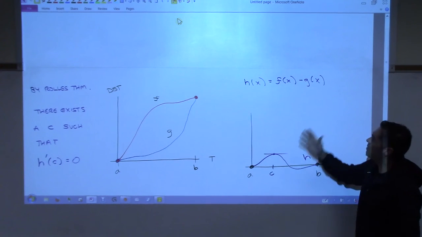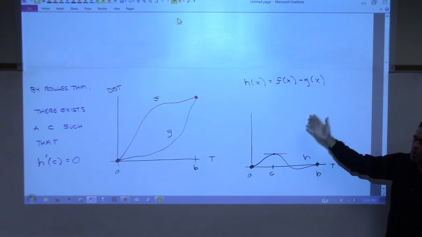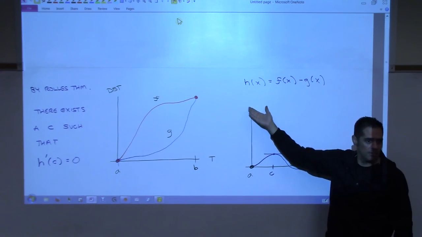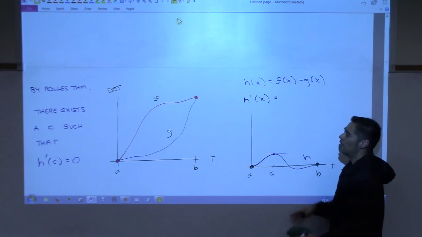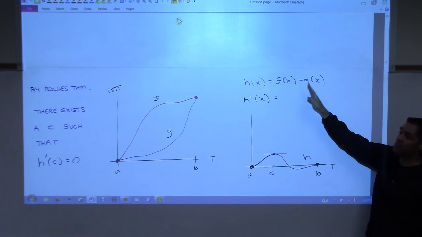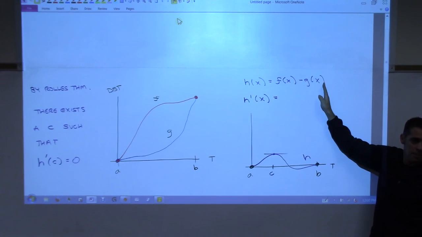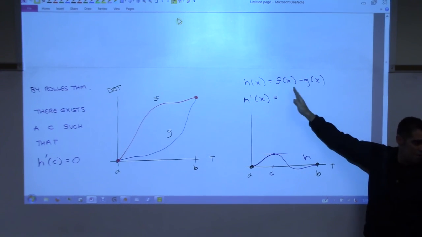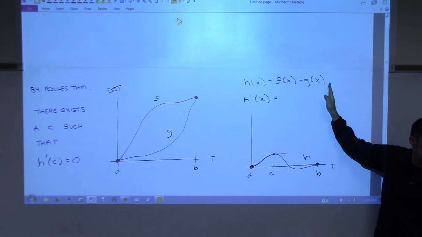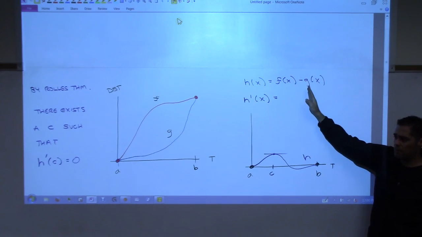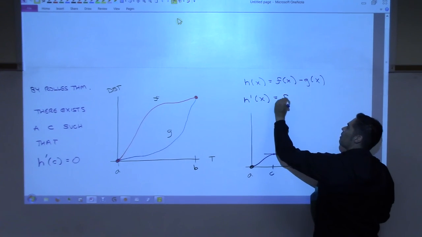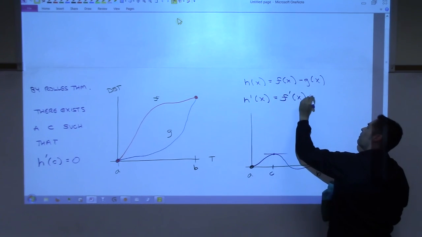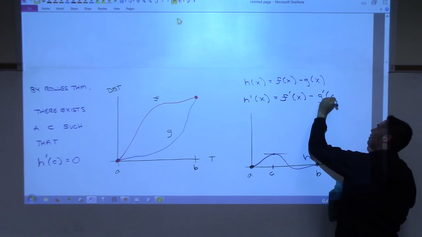If I ask you right now to tell me what's the derivative of h, you would take the derivative on this side, right? Which would be h prime of x equals the derivative of f minus the derivative of g. Well, you just take the derivative of each one individually because it's a sum or a difference, right? So the derivative of h should be the derivative of f minus the derivative of g. You still with me?